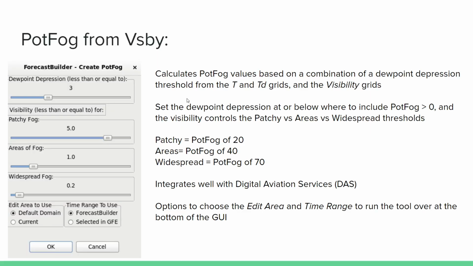Pot fog from visibility calculates fog based on a combination of both the dew point depression and your visibility. So it's essentially a marriage between your dew point depression and your visibility grids. We want to set the dew point depression below which we want to let pot fog be greater than 0, and then the visibility controls patchy versus areas versus widespread. Again, it integrates very well with DAS because you're using the visibility grid.